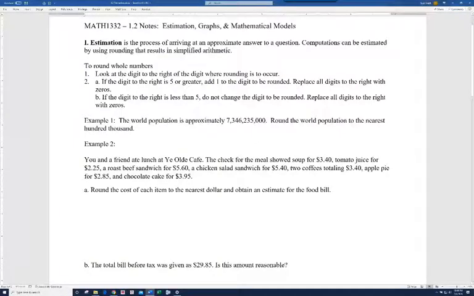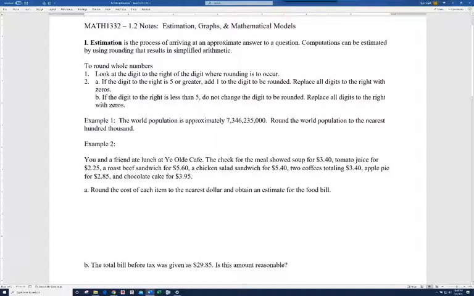In this video, I'll be talking about estimation, graphs, and mathematical models. It says here, estimation is the process of arriving at an approximate answer to a question. Computations can be estimated by using rounding that results in simplified arithmetic.